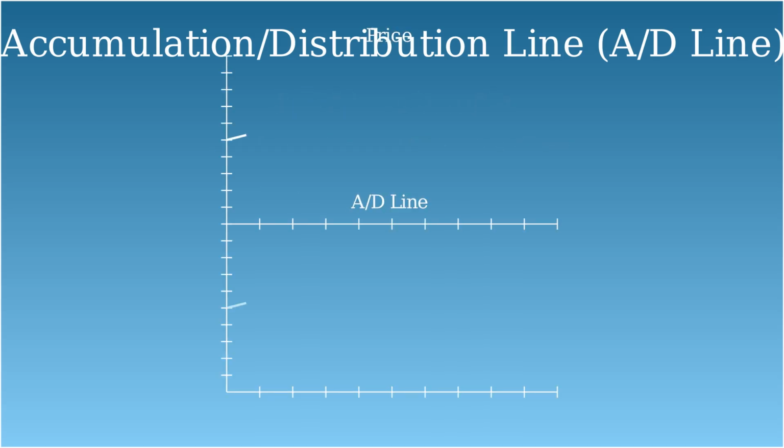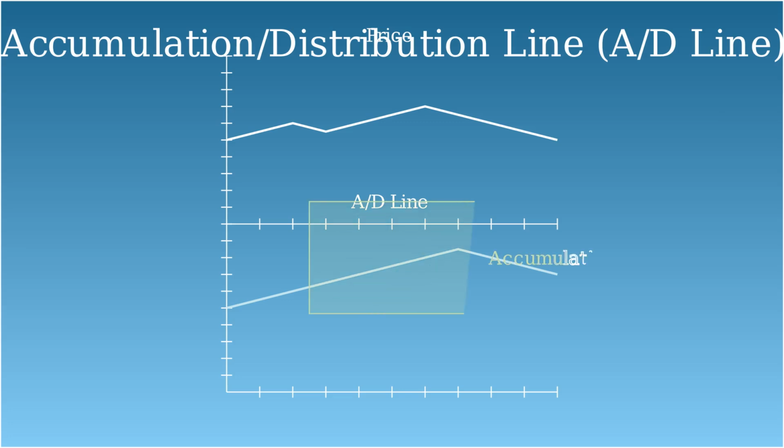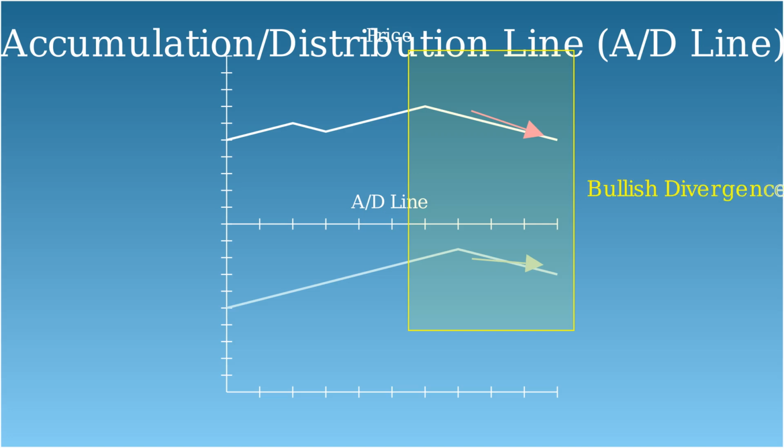Let's visualize how the AD line relates to price action. This chart shows price movement in the top panel and the AD line in the bottom panel. When the AD line rises, it indicates accumulation, suggesting buyers are more aggressive, closing prices near the highs of their ranges. When the AD line falls, it indicates distribution, suggesting sellers are more aggressive, pushing closing prices toward the lows of their ranges. One of the most valuable signals from the AD line is divergence.